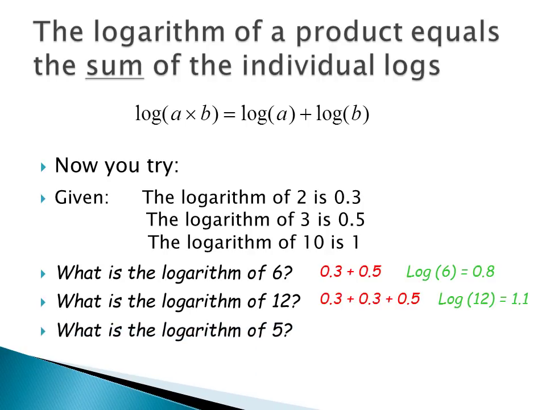Here's your third question. This is a little different because we cannot make 5 out of the factors shown on the screen. But we do have the logarithm of 2 and the logarithm of 10. And you should know that 2 times 5 equals 10. So here the thinking would be, I know the log of 2 is 0.3. I don't know the log of 5, but I know that together they must add up to the log of 10, which is 1. And therefore, I know that the log of 5 is 0.7.